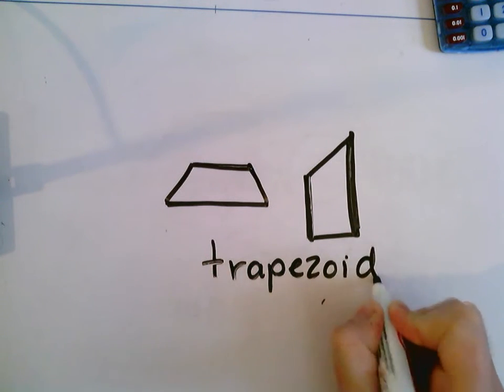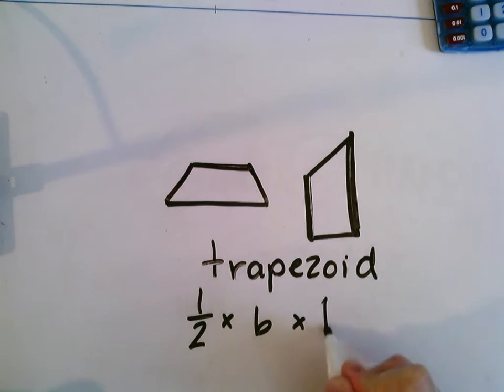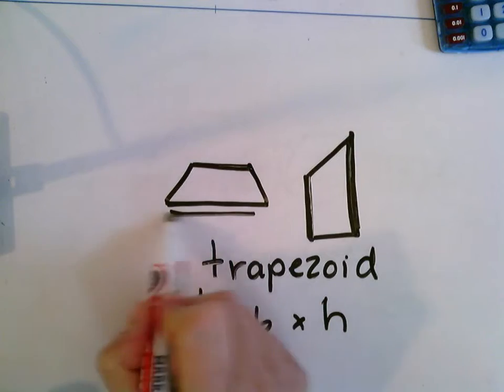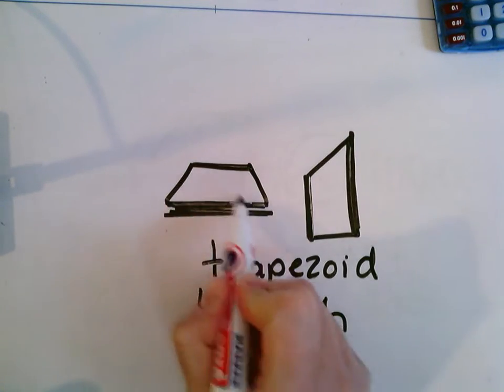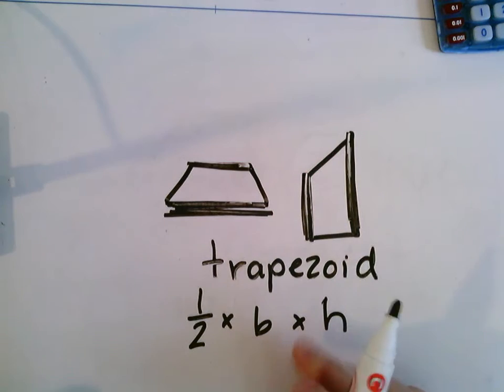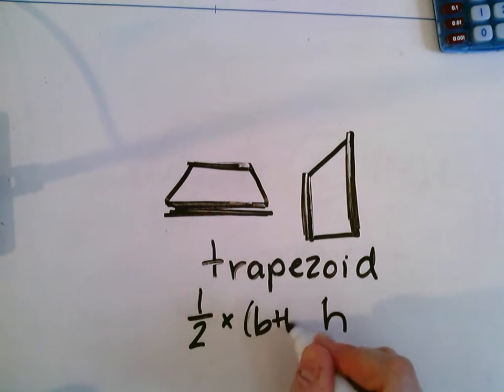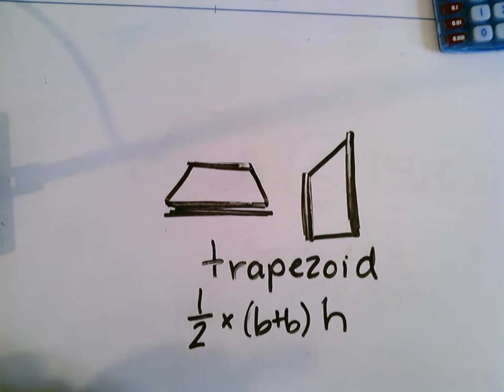To find the area of the trapezoid, like with the triangle, we're going to use 1/2 times the base times the height. The only problem is there's two bases. We have a base here and a base here. Same thing here, we have a base here and a base here. So we're actually going to add the two bases together before we multiply. Let me show you what I mean.